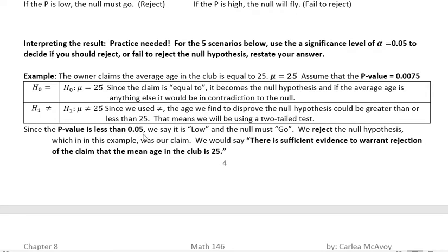Since the p-value is less than 0.05, it's way less than 0.05, we say that it is low and the null must go. Therefore, we reject the null hypothesis. And the null hypothesis in this example was our claim. So we would word our conclusion this way: there is sufficient evidence to warrant rejection of the claim that the mean age in the club is 25. We're rejecting the claim because we rejected the null, and the null was the claim in this problem.